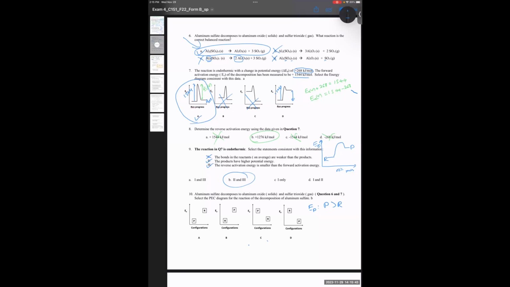And also you see that in the products we have gas. When it comes to number of configurations, gas is calling the shots. The side with more gas particles will have a higher number of configurations. So that again should be products. So products have a higher potential energy and a higher number of configurations. Not this, not this. This should be option B. So that's our answer.